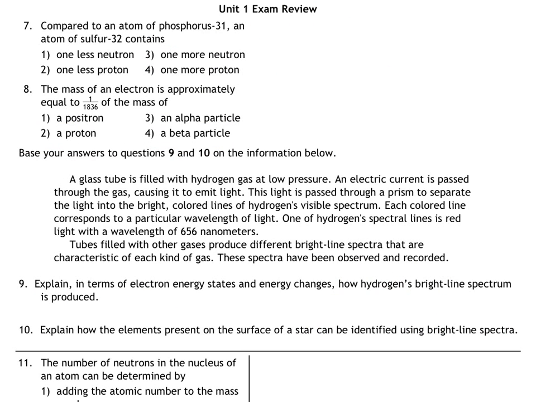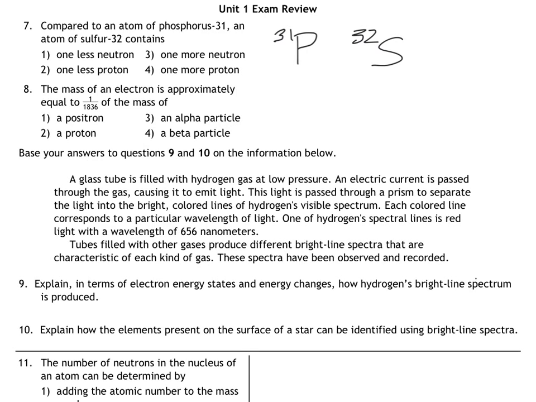Let's start on number 7. It says, compared to an atom of phosphorus 31 and an atom of sulfur 32, all these answer choices have different numbers of protons and neutrons and electrons, and you're comparing those things. So I'm going to put in some information about both of these isotopes, and then I'll come back.